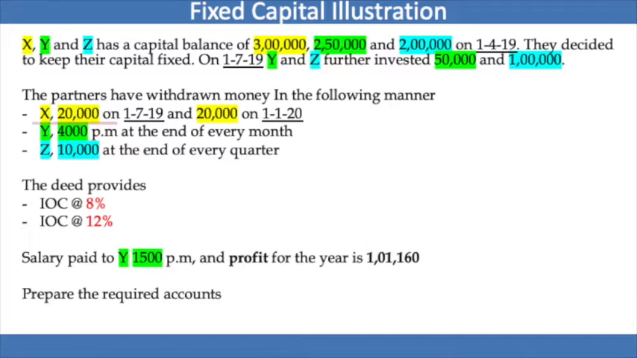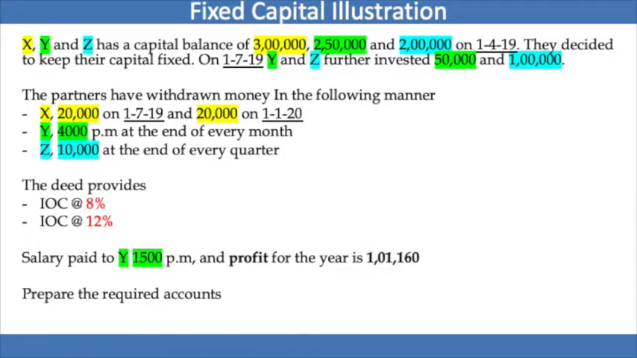X has withdrawn 20,000 on 1st of July 2019 and 20,000 on 1st of January 2020. Y has withdrawn 4,000 per month at the end of every month, and Z has withdrawn 10,000 at the end of every quarter. The deed has provided interest on capital at 8%, interest on drawing at 12%. Salary is paid to one of the partners, that is Y, 1,500 rupees per month. Profit for the year is given as 1,01,160, and we are preparing the required accounts.